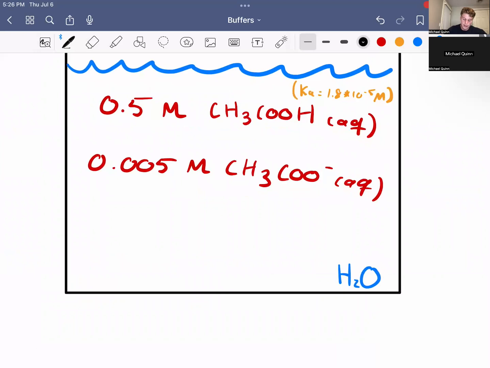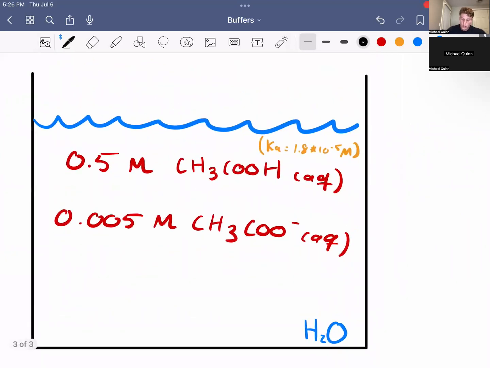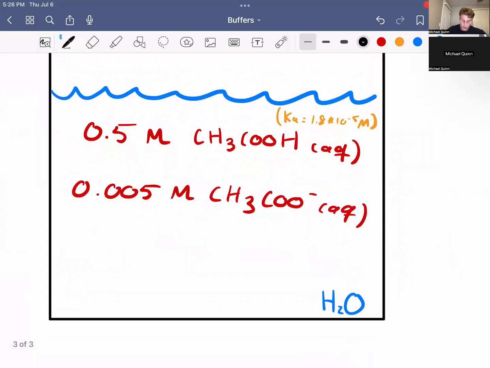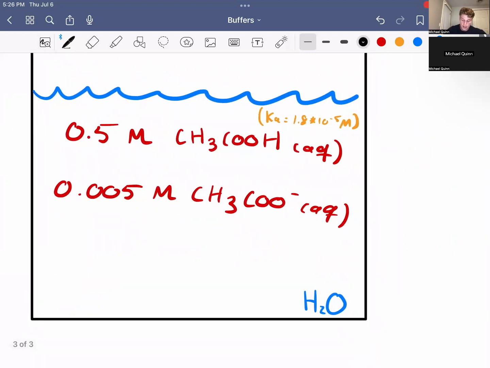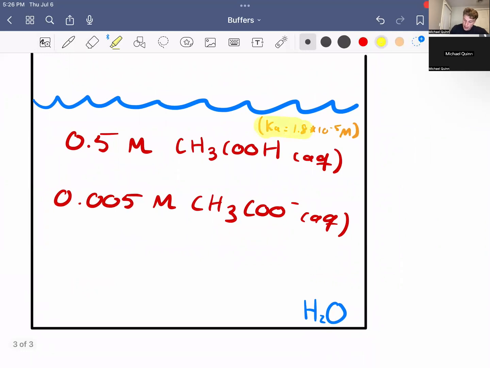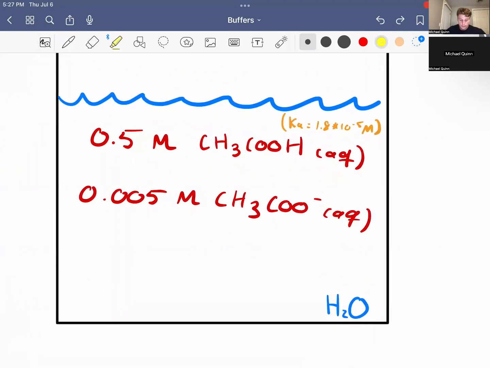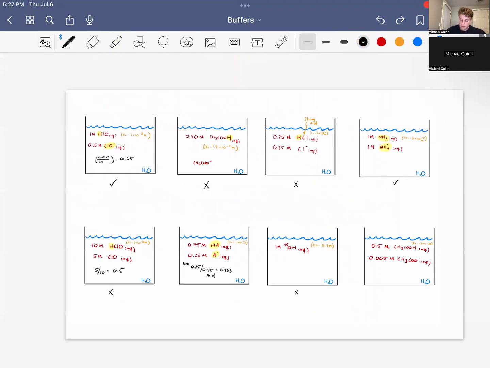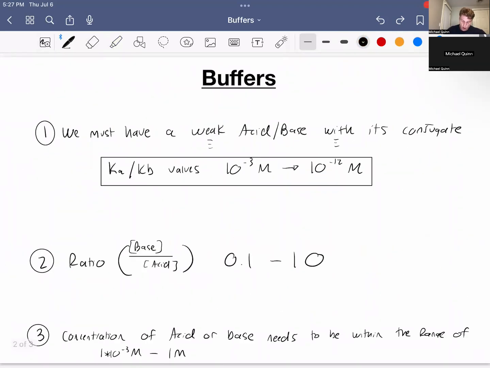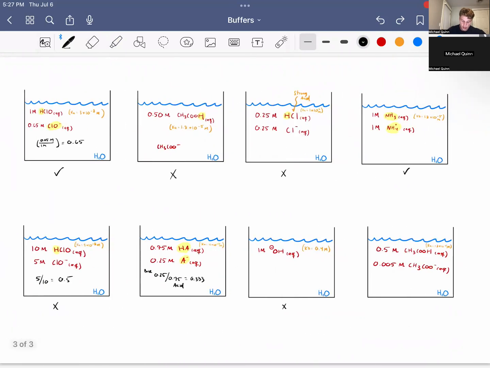So looking at our last example, we have 0.5 molar of acetic acid, and we have 0.005 molar of CH3COO minus. So we have the Ka value 1.8 times 10 to the negative 5th. So that tells us that we are within the range, and this is a weak acid. And we can see that we have the conjugate base, because when you remove this hydrogen, you are left over with CH3COO minus. So we have a weak acid and its conjugate base with the Ka value that falls within the range. The ratio of our base to acid is 0.1 to 10.